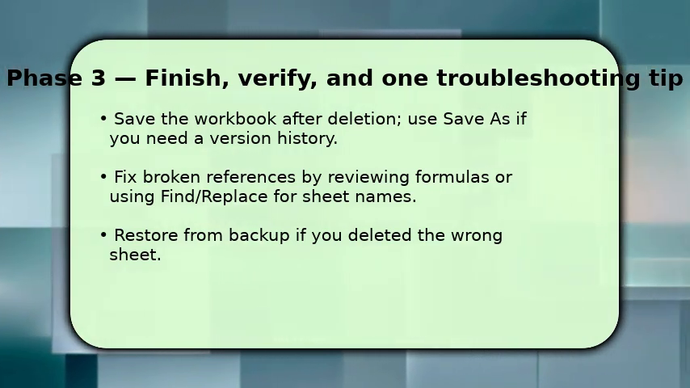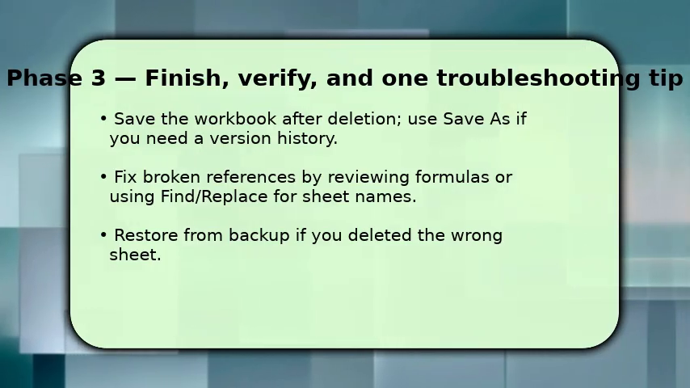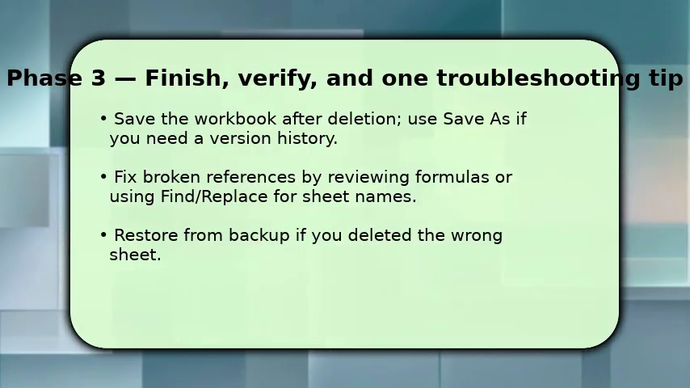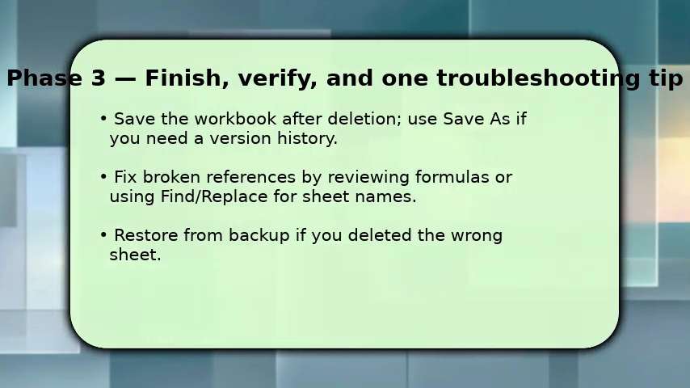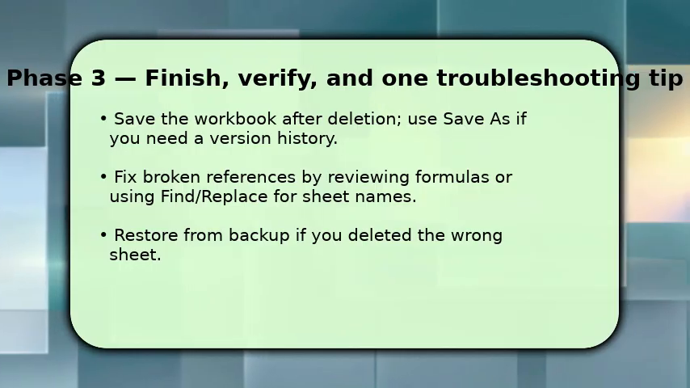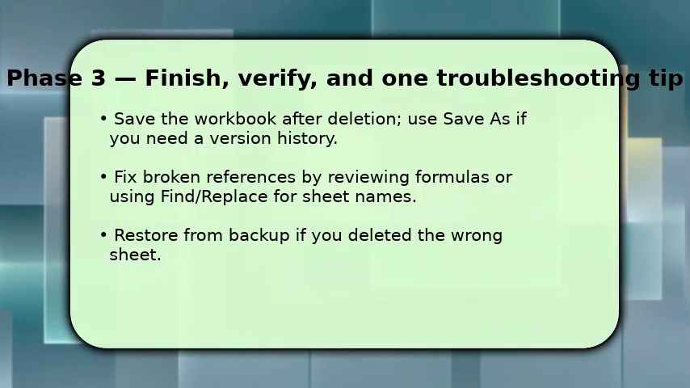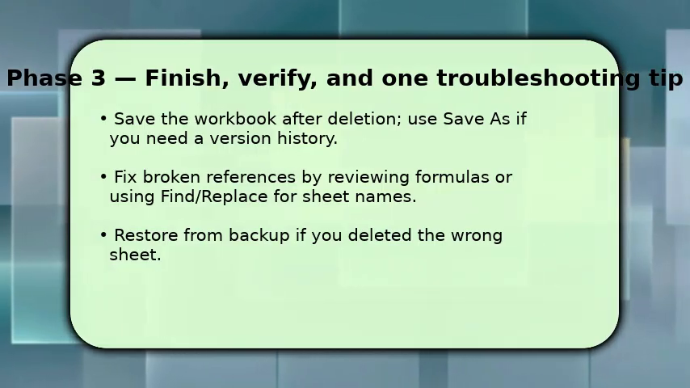Once saved, scan for broken references. Press Ctrl+F to find the old sheet name and formulas, or use Excel's error checking to locate #REF! errors, then update formulas to valid ranges. If something went wrong, close without saving and reopen your backup, or use File Info Manage Workbook.